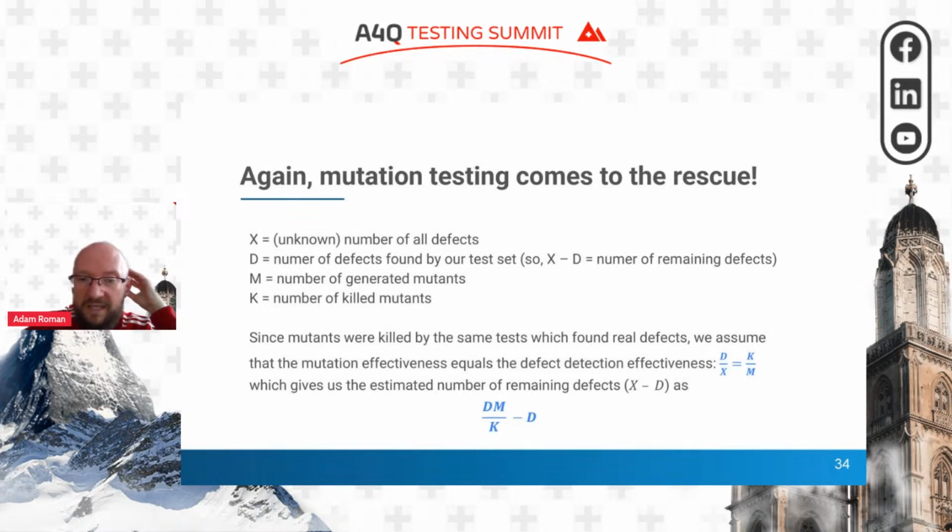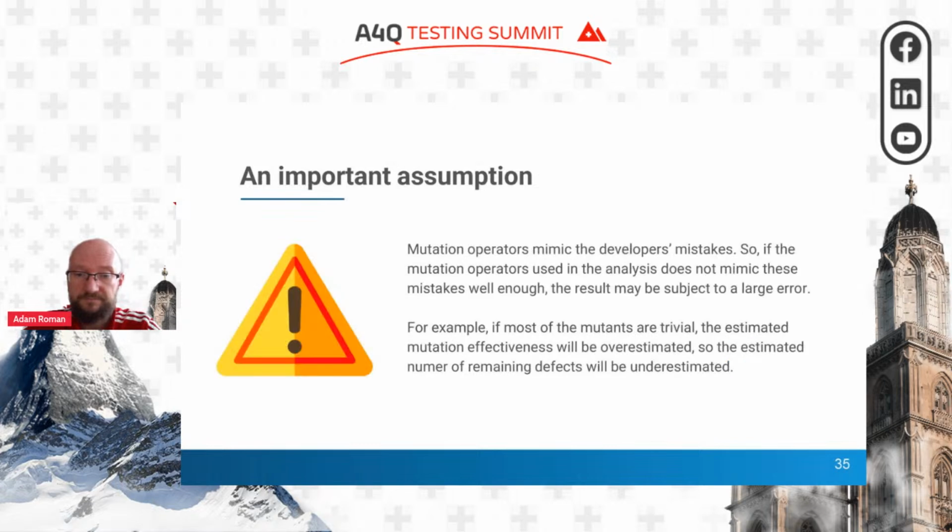We know everything except X, so we can easily calculate X, which is D times M divided by K. If we subtract D, the number of defects found so far, we obtain the estimation of the defects that still remain in the code. Of course, there is an important assumption here, because it's a relatively simple model.